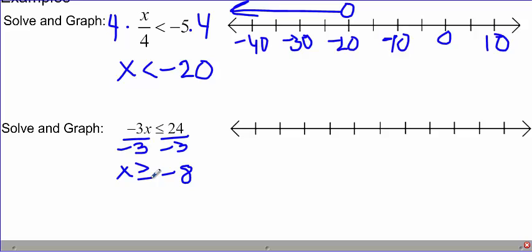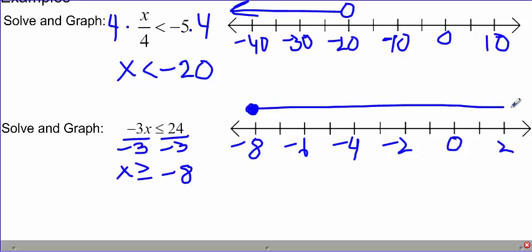So scale the graph and then graph our final answer. So a closed circle at negative 8, going to the right, since it is greater than, we want the numbers greater than negative 8.